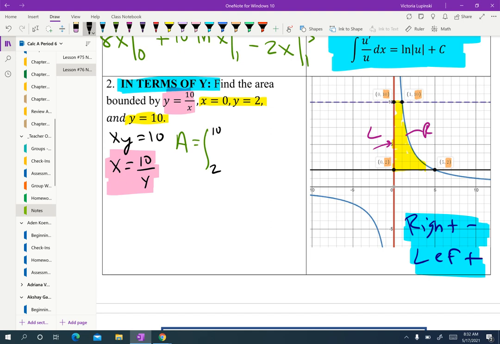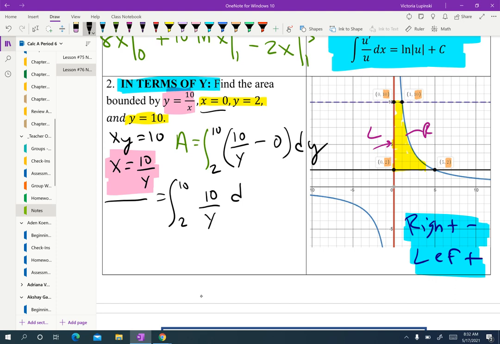The right curve is the rational function, which we've resolved it for here. So you're going to do 10 over y. That's the right curve. Minus the left curve is the y-axis, which is just x equals 0. So 10 over y minus 0. When you're doing this in terms of y's, you're going to use a dy, not a dx. Might not even need this step, but it's still going to be an integration. And of course, anything minus 0 just stays the same.